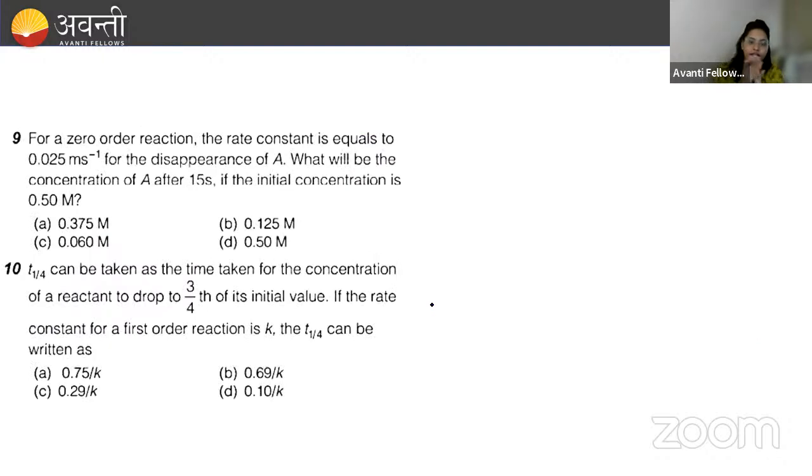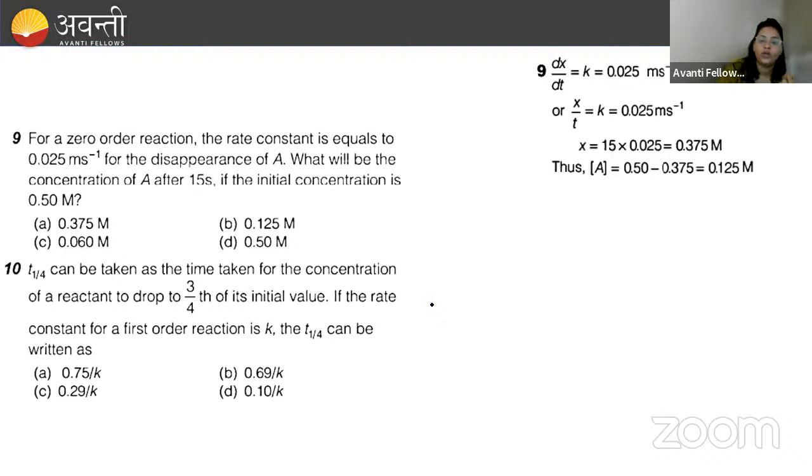For a zero order reaction, the rate constant is equal to this much for the disappearance of A. What will be the concentration of A after 15 seconds if the initial concentration is 0.50 molar? So here zero order reaction is there. We need to find out the concentration of A after 15 seconds. हम लोगों को A का concentration निकालना है 15 seconds के बाद. Time दिया हुआ है. ठीक है, रेट कांस्टेंट दिया हुआ है, इनिशियल कॉन्सेंट्रेशन कितना है? 0.50 है. So you can see here dx by dt is equal to what? K. That is a rate constant which is equal to 0.025 molar per second.